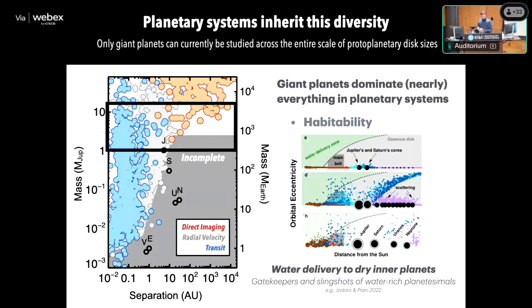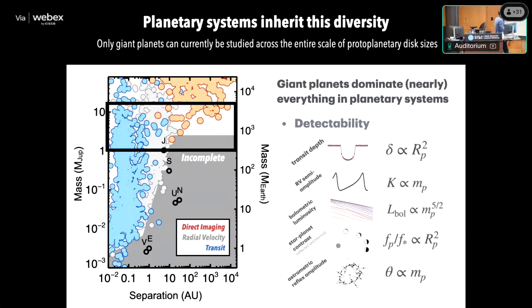We think the giant planets are probably important for habitability and the delivery of water to what are otherwise dry inner terrestrial planets. We think Jupiter did this for our own Earth, and this may be the case in other systems, so there's a relevance to habitability. And they're simply the easiest things to find.